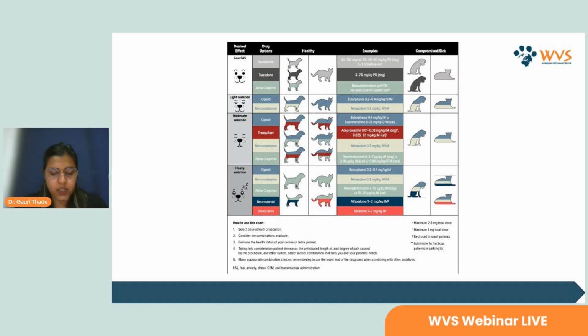For a moderate level of sedation in healthy animals, a combination of dexmedetomidine and an opioid, or acepromazine and an opioid is preferred. But for sick animals, you would still stick to a benzodiazepine and an opioid, but at slightly higher doses. And when we want a deeper sedation, you would either add ketamine or alfaxalone to the mix. Whereas in sick animals, dexmedetomidine is avoided. An opioid, a benzodiazepine, and either a ketamine or alfaxalone combination is preferred.